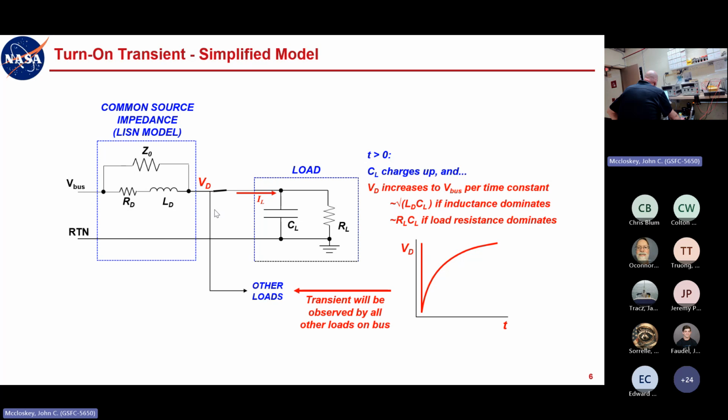And remember, this is our distribution point, so we're hanging other loads off of this point, so this transient will be observed by all of the other loads on the bus. So that's why we care about it. If this was the only load on the bus, then there wouldn't really be any particular problem. But it's putting this stuff on at this point that everybody else is going to see.